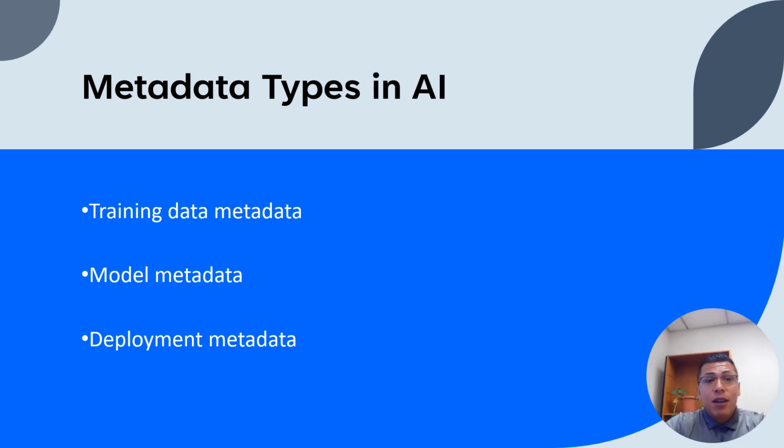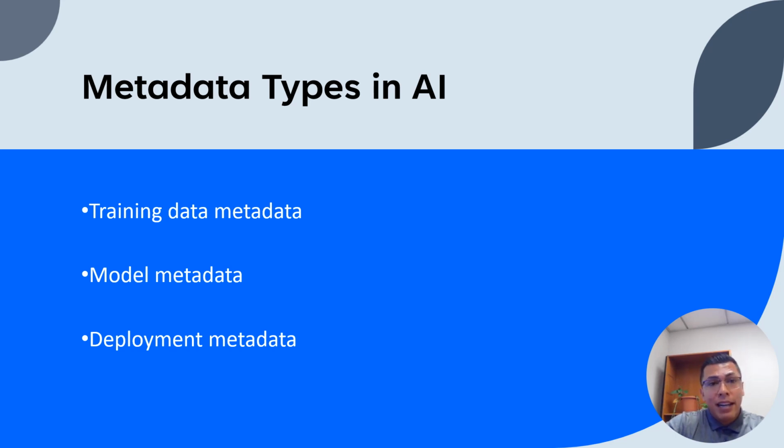In the context of artificial intelligence, metadata can be broadly categorized into three types: training data metadata, model metadata, and deployment metadata. Each of these categories serves a distinct purpose and plays a critical role in the AI development lifecycle.